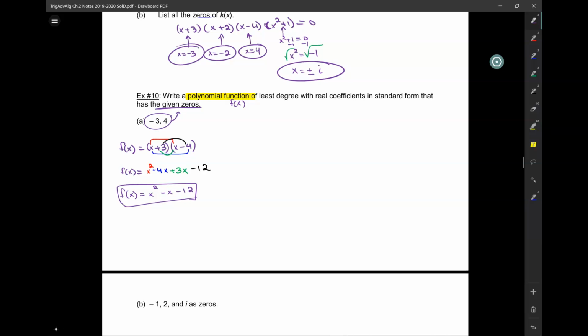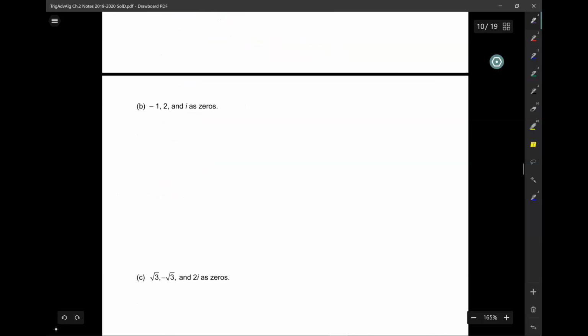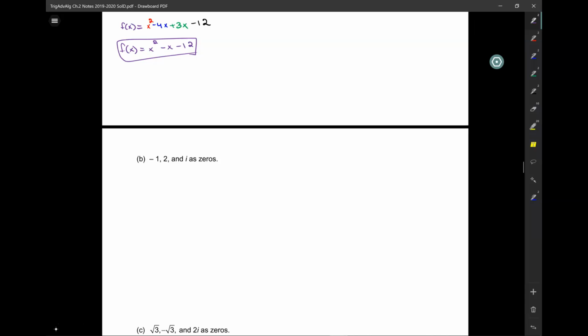Now, that was a very simple case. Let's take it up a notch. Now I'm given negative 1 is a 0, 2 is a 0, and i is a 0. So here's the question for you. Can i ever exist? Not I, but that i. I can exist on my own. But can that i ever exist on its own? No. What else does it have to be with? It has to have a partner. So when you have an i, you have to add in a negative i.